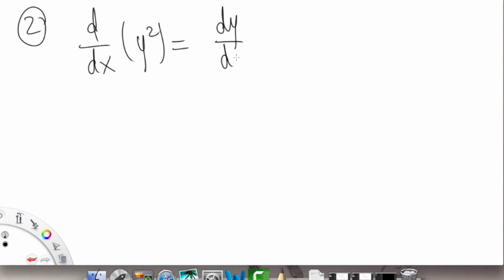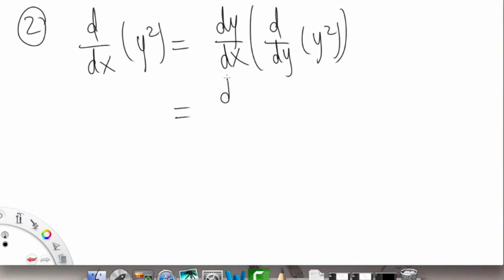Show this, how you would actually calculate. So d/dx of y squared is going to be the same as dy/dx times d/dy of that y squared. Okay, so what we're going to have is dy/dx times the derivative of y squared with respect to y, which is simply the 2y that we've learned from the power rule. So this is what we're left with for that term.